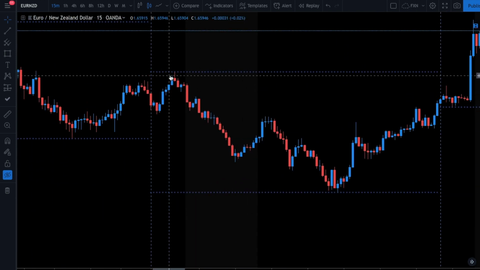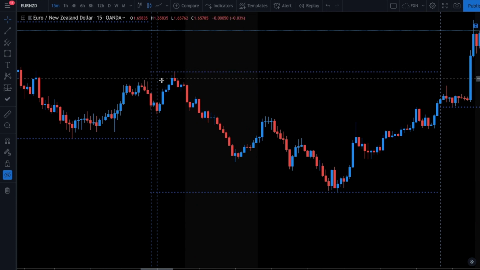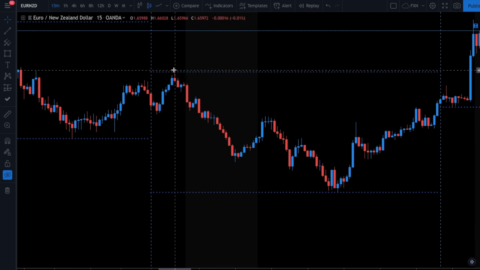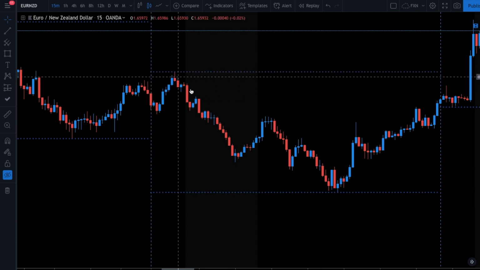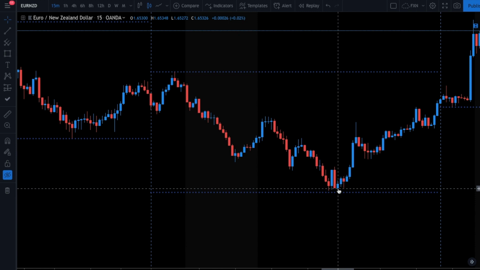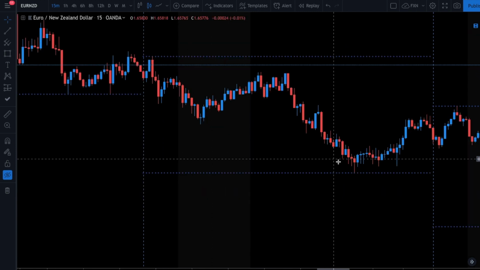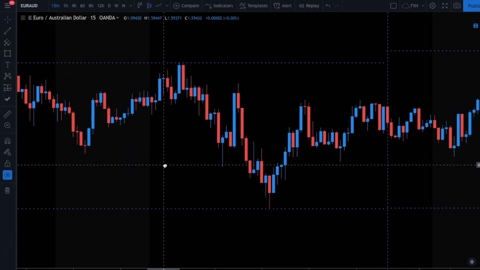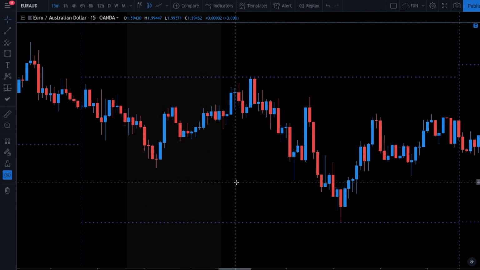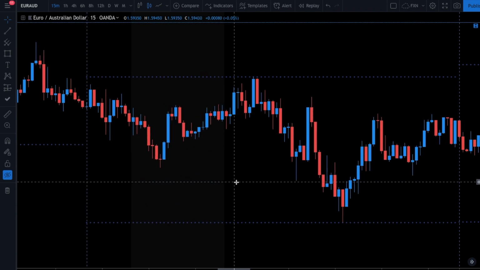So same thing here. You can see this is Euro NZD, and you can see here the high is created literally right after the reset, and then the low is during the New York session. See, same thing here, same thing there. So the idea basically is that the high or the low of the day will be created during London, and then the opposite of that will happen during the opening of the US session. That is like the ideal type of setup.